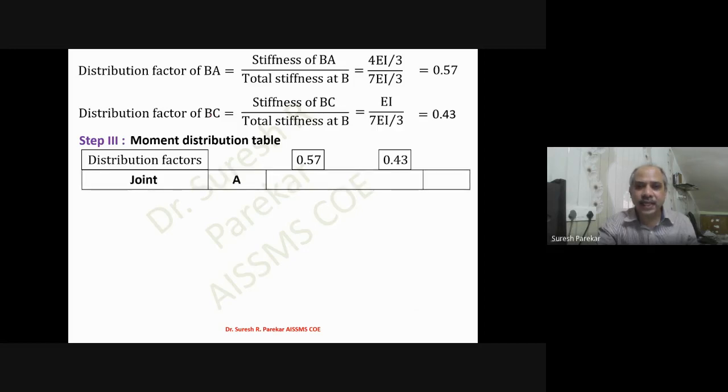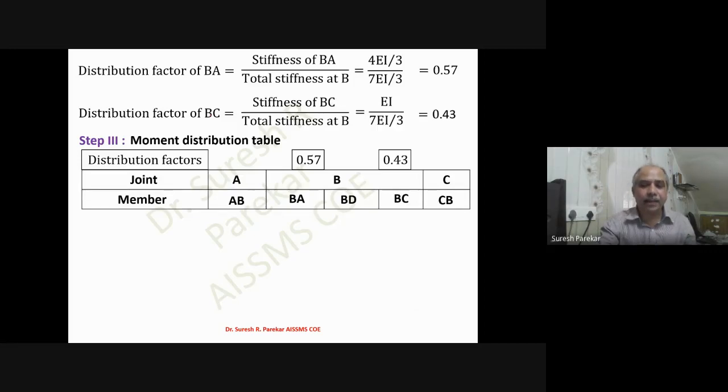We have joint A, joint B, joint C. Now, for joint A, we have member AB. For joint B, we have BA, then BD, then BC, and for joint C, we have CB. Now, keep in mind, BD does not have any distribution factor because BD is an overhang. And always keep in mind, the distribution factors at a joint, if you add them, should always be 1. Here also we have 0.57 plus 0.43 is 1. If you see in the first problem, we have 0.333, 0.333 and 0.333, so that is approximately 1 again.